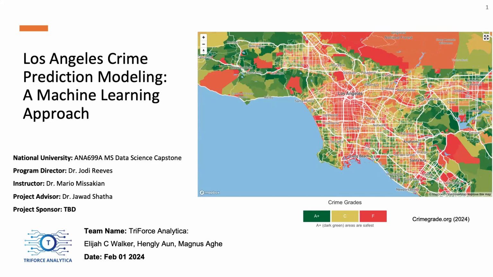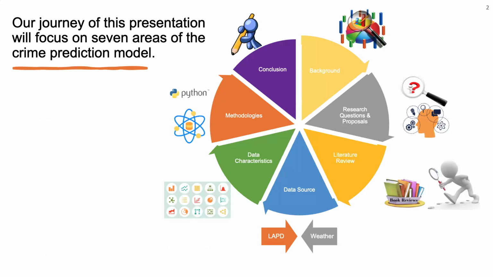Today, we will explore how data science can unlock new possibilities in crime prediction in Los Angeles. Our goal is to use machine learning to prevent crime before it happens. We start by mapping out the critical components of our project, including its background. We will explain why crime prediction in LA is essential. We will provide a proposal for a research question. In the literature review section, we will summarize the existing research on crime prediction models.